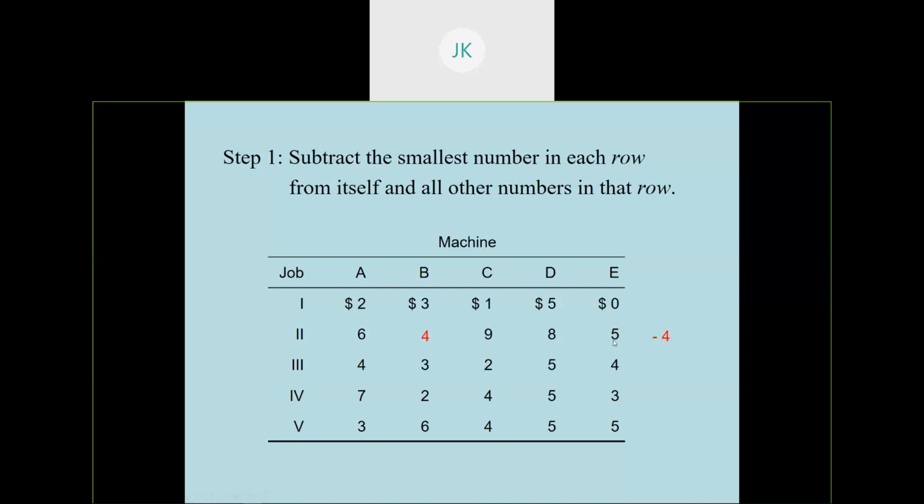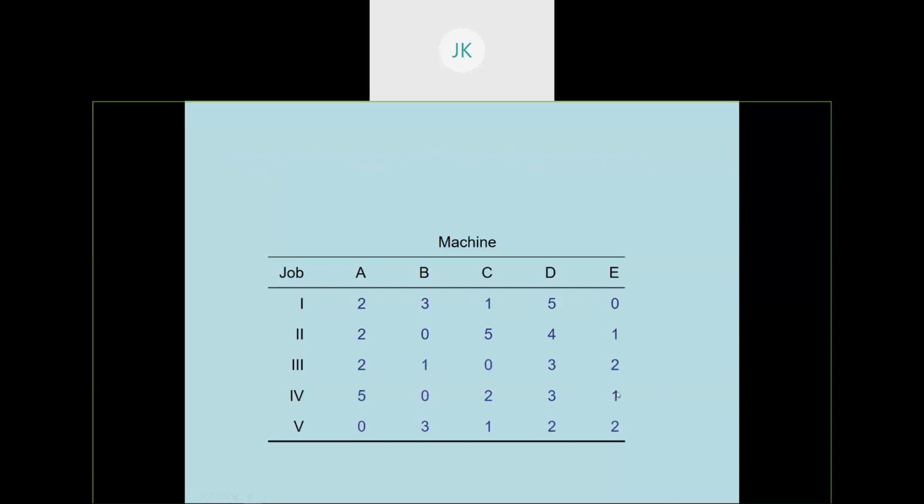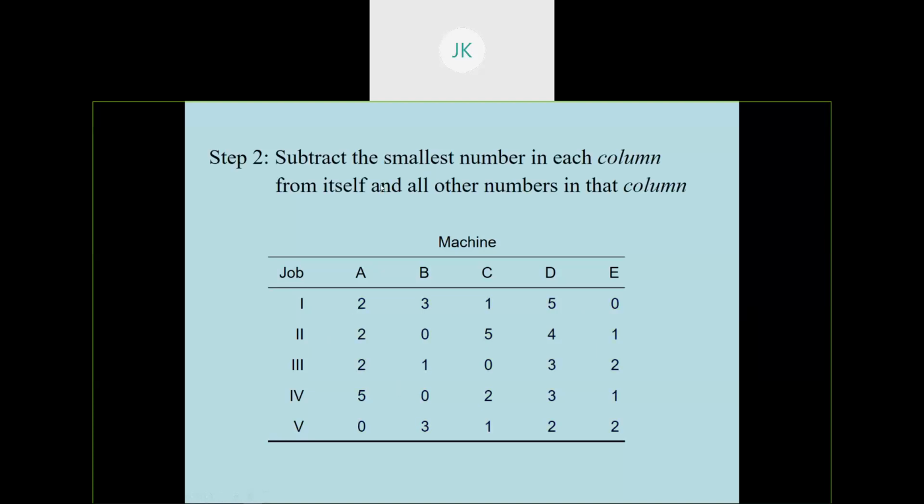4, 1, and other rows, smallest, 2, 2, and 3, then subtract and change like this. Okay, first we subtract the smallest number from all rows. And next step is subtract the smallest number in each column from itself and all other numbers in the column.